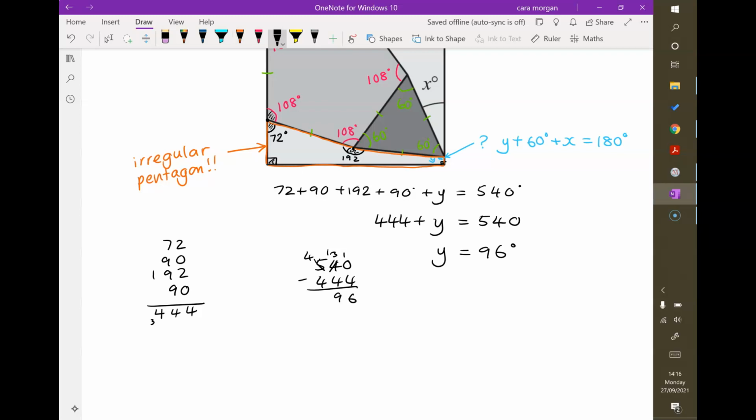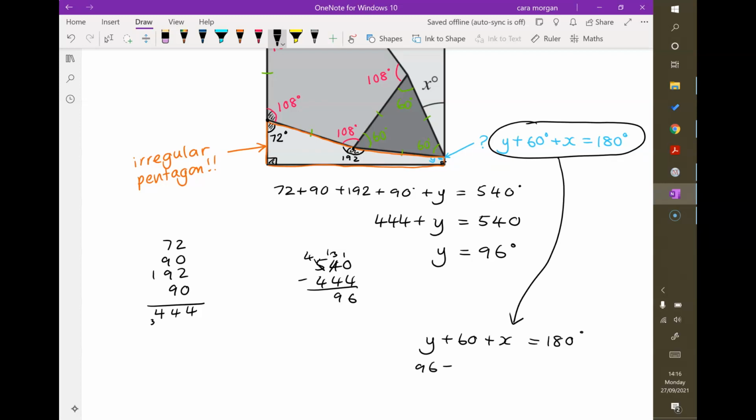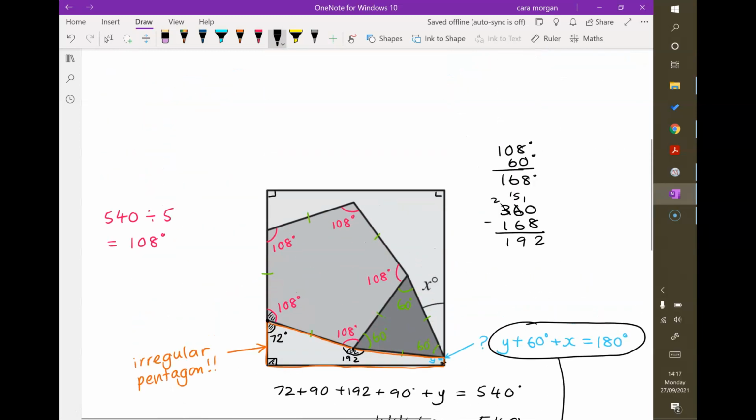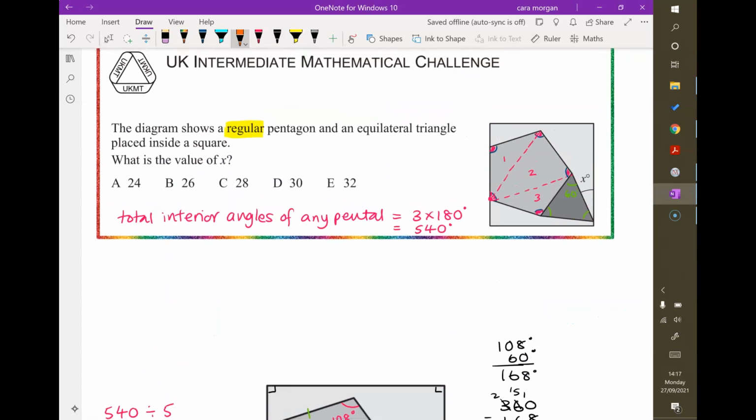So if I come back to the statement I made earlier, instead of y add 60 add x making 180 degrees, I've got 96 add 60 add x is 180 degrees. And I've got 96 and 60. Again, it's probably immediately obvious to you what that is, but when I'm writing and talking at the same time, my brain doesn't work brilliantly. 156, 66, 76, I think x must be 24 degrees. So if I have a look back to the question, I'm seriously hoping that that is one of the answers. And yes, it is. x is 24 degrees.